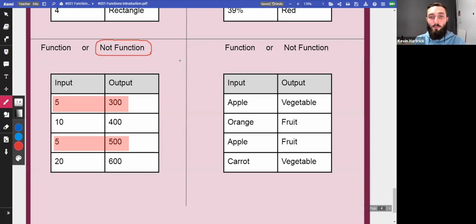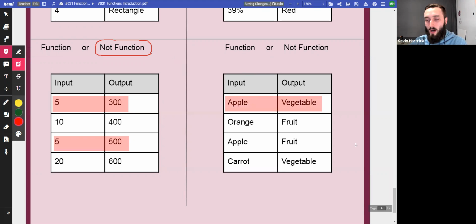If I put a 5 into the computer, boom, 2 papers spit out, a 300 and a 500. That's not appropriate. I can only get 1 printout. Okay, so not a function. Last one here, okay, inputting apple, I get vegetable. Input orange, get fruit. Input apple, get fruit. Uh-oh. Again, this one started off saying that apple was a vegetable, right? And then it came around and said apple was a fruit.